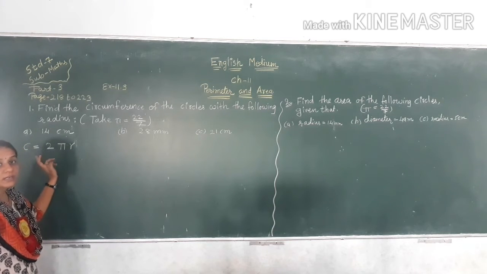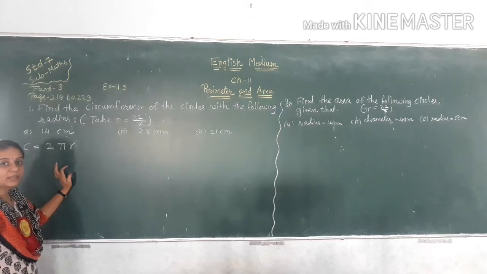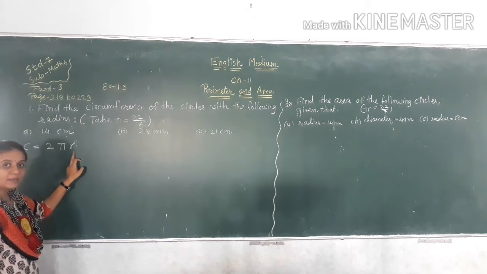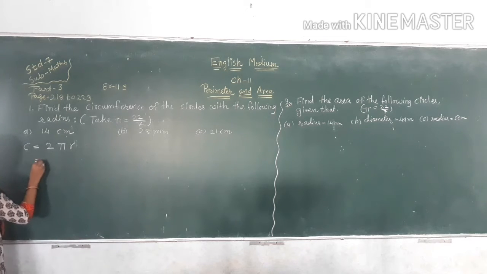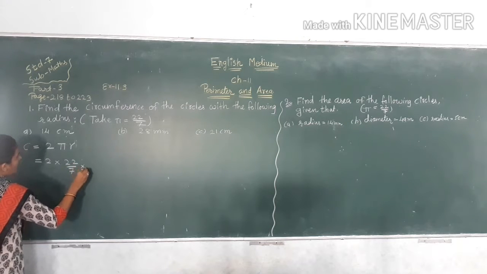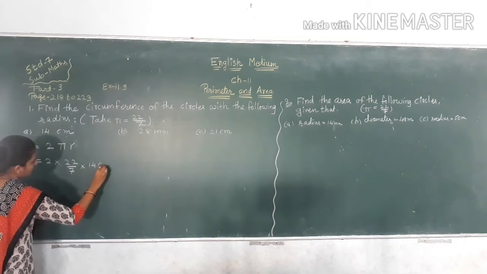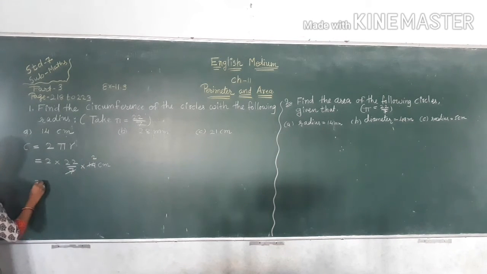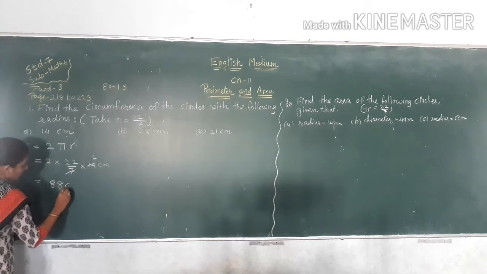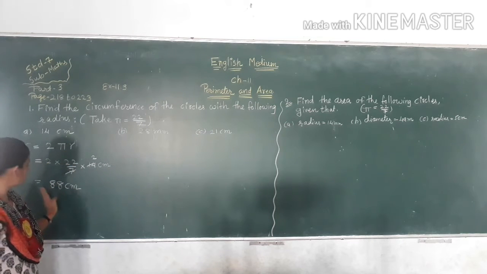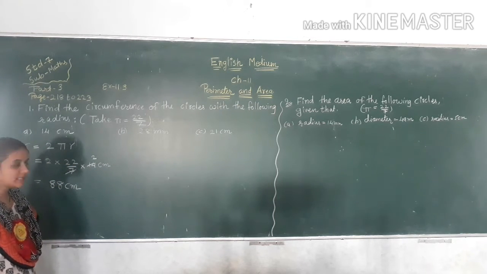Radius is equal to diameter divided by 2, and the diameter is 2R. Now here, 2 multiplied by 22 out of 7, and R is equal to 14 centimeter. 7 twos are 14, 22 twos are 44, 44 twos are 88. So the circumference is equal to 88 centimeter.